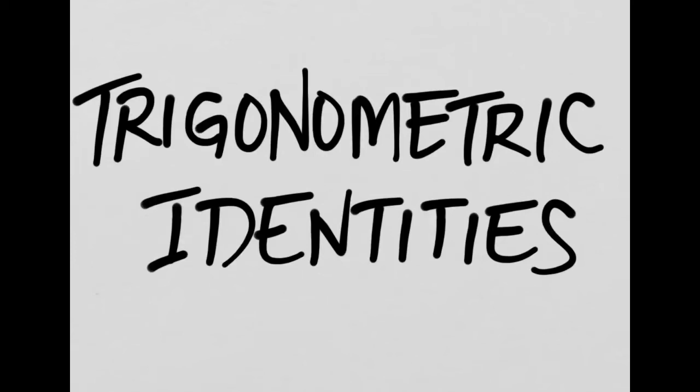In this video, I'm going to go over examples of verifying trig identities. Let's start with the first example. Prove the identity that cotan x minus cosecant x times cosine x plus 1 equals minus sine x.